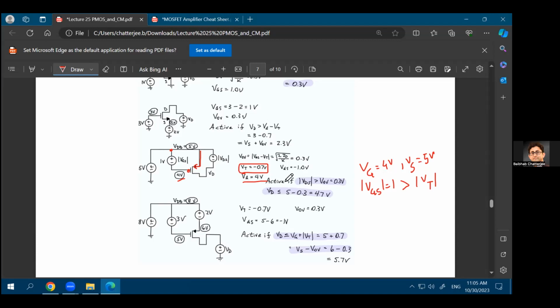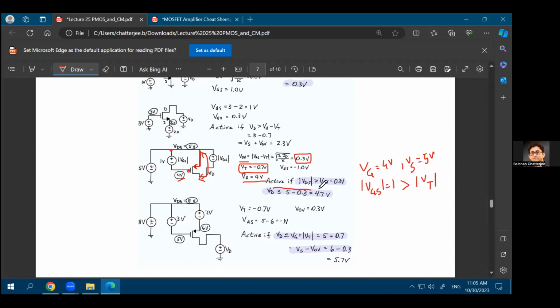Now, whether it will be active or not, that will depend on whether the absolute value of your VDS is greater than V overdrive or not. So for that, let's first find out what your V overdrive is. You can already find it out because absolute VGS is 1 volt, absolute value of VT is 0.7 volt, that means the overdrive voltage is 0.3 volts. Right? And what is your drain to source voltage in this case? If your drain to source voltage, basically the voltage between these two terminals, is more than your overdrive, then your transistor will be in saturation.